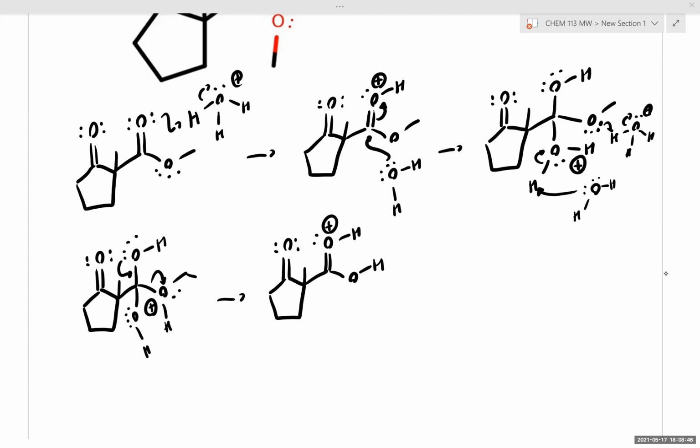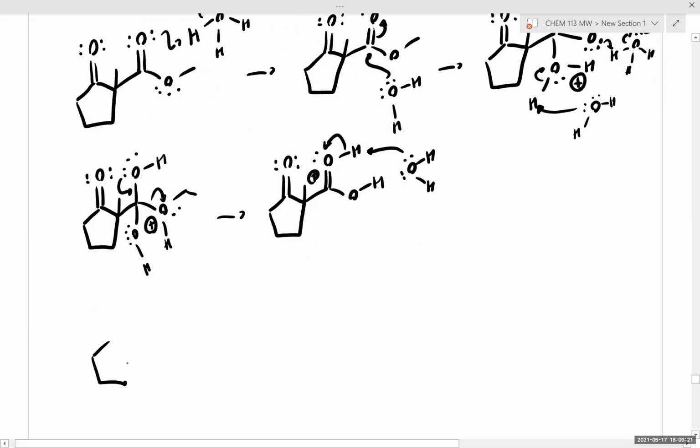So we have our protonated carboxylic acid right now. So what do we have to do as a cleanup step before decarboxylation? So first we're going to pull off this proton from this highly acidic protonated carboxylic acid. Perfect. Okay, so we now have our beta keto carboxylic acid.